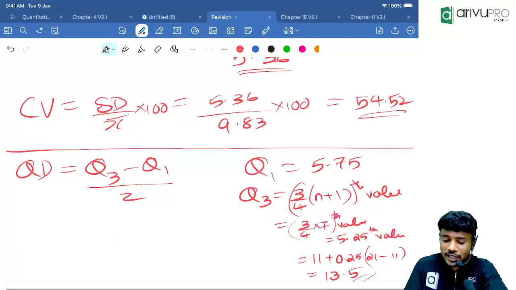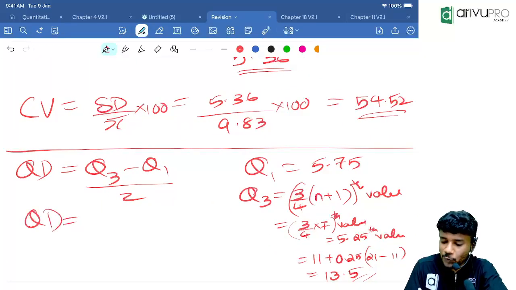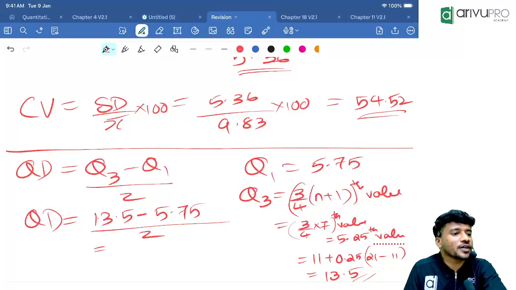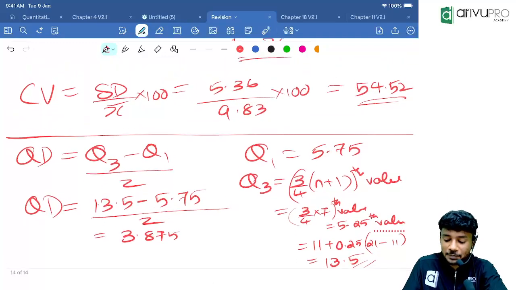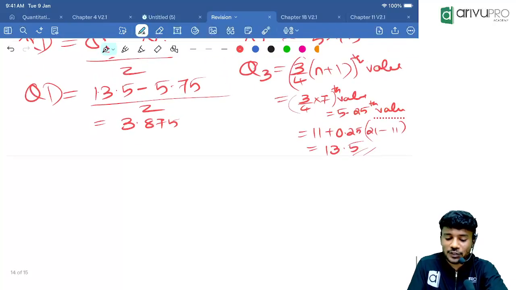Once you have Q1 and Q3, how to find QD? QD is nothing but, people, 13.5 minus 5.75 divided by 2. How much is your answer? 3.875.